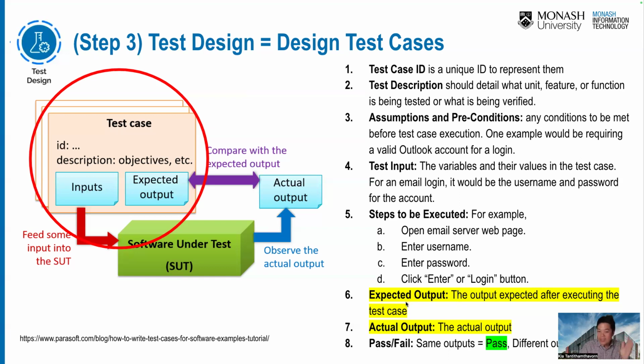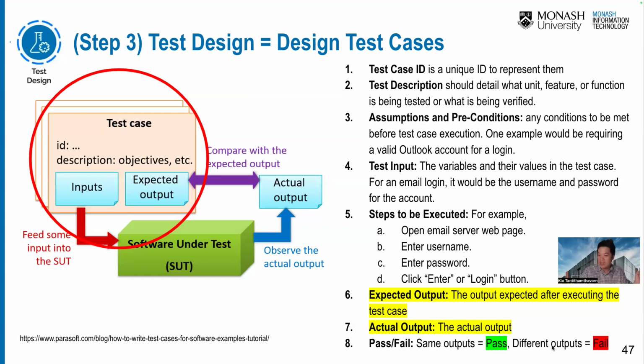Once you execute the test case, we talk about what the actual output is. If it is the same output as expected, then we consider it a pass. This test case is a pass. If the output is different, we consider that test case failed. For example, 1 plus 1 returns 0. So probably it's failed.